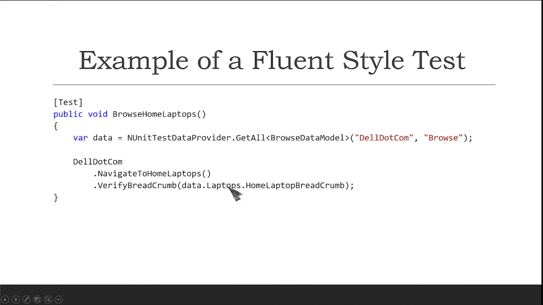So data.laptops.home laptop breadcrumb. I pulled that from MongoDB. That's my expected data, my expected string. So these methods, you can see here, are pretty easy to read, pretty simple to understand, and really get the job done very, very simply.